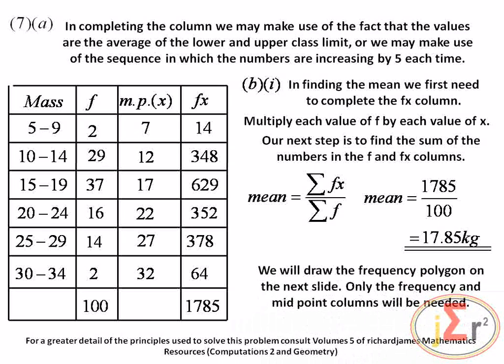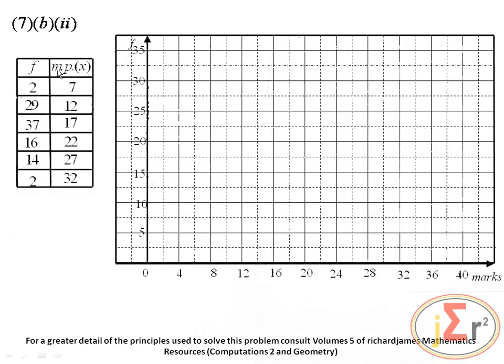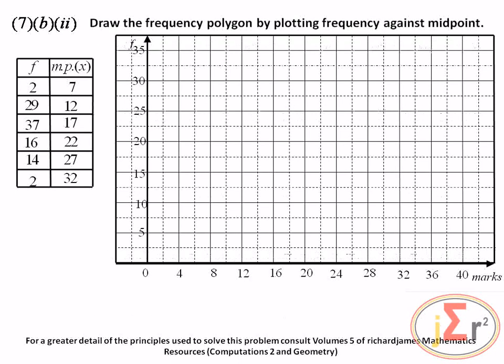We will draw the frequency polygon on the next slide. Only the frequency and the midpoint columns will be needed. So only two columns this time, the frequency column and the midpoint column, because in order to draw a frequency polygon we will plot the frequency against the midpoints.